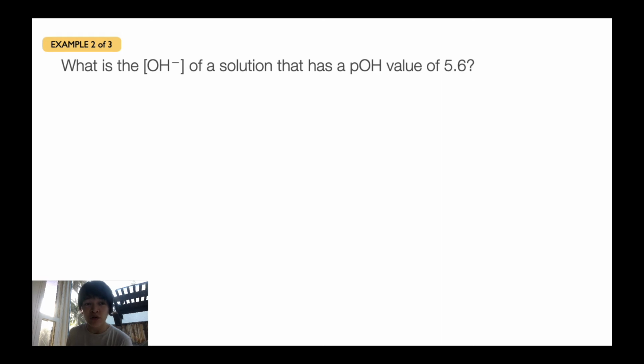Here's example 2. What is the hydroxide ion concentration of a solution that has a pOH value of 5.6? Okay, just write the equation down. Concentration of hydroxide is equal to 10 to the negative pOH. Okay, we have pOH. Do we just plug it in? Yes, it's that simple. You just plug it in. So the concentration of hydroxide ion is 10 to the negative 5.6.